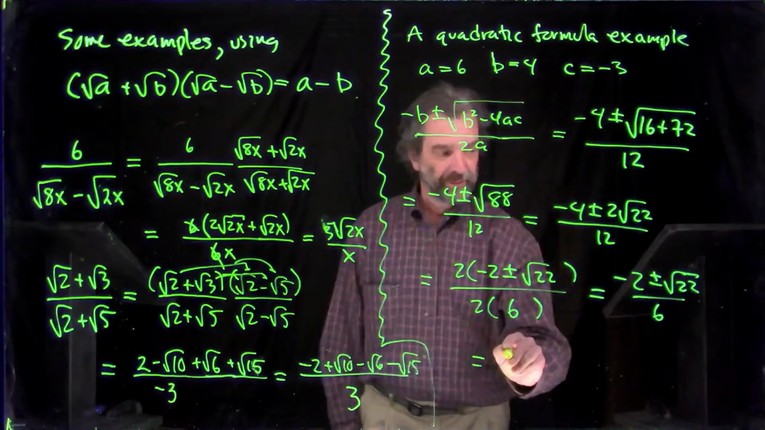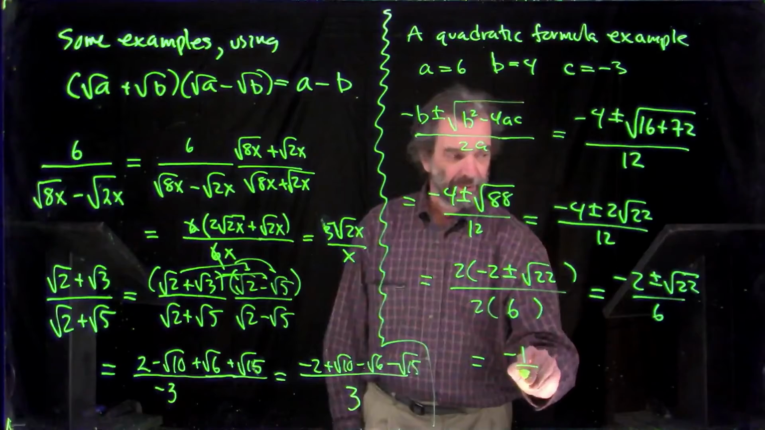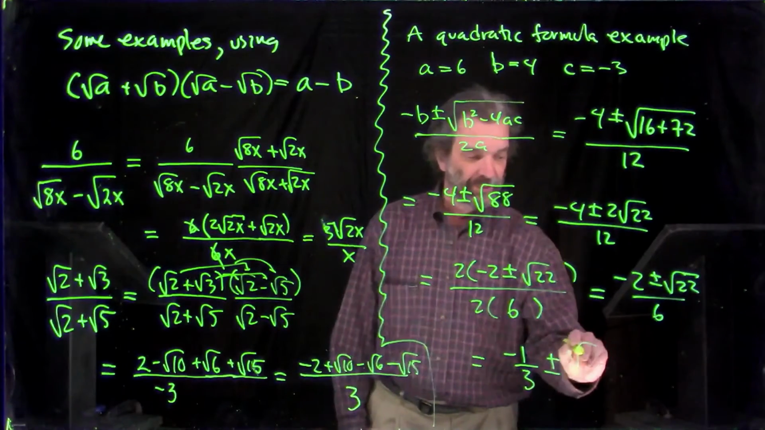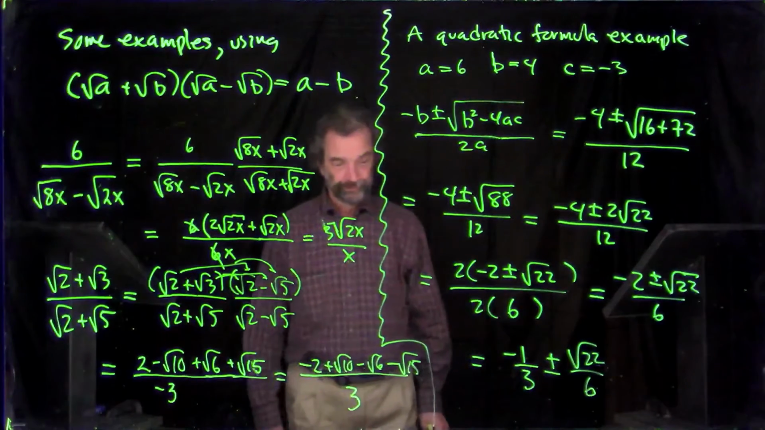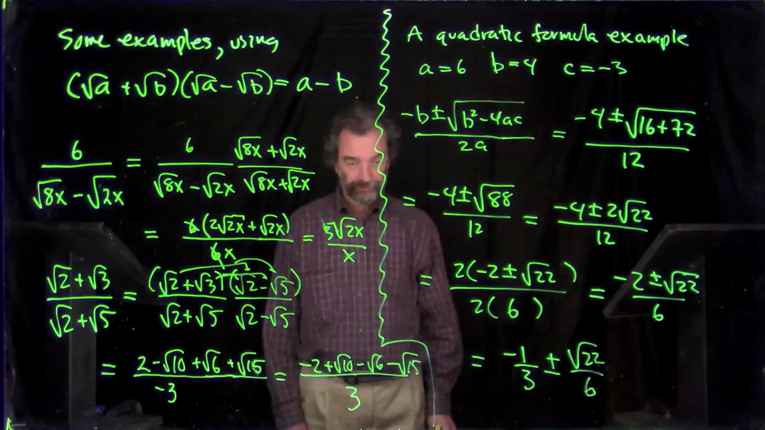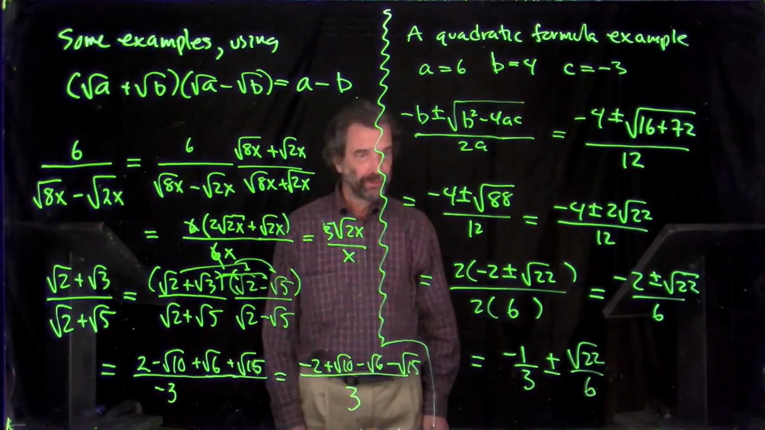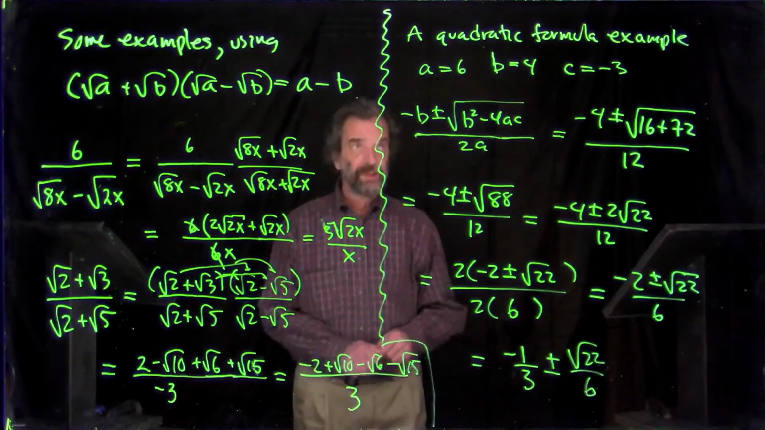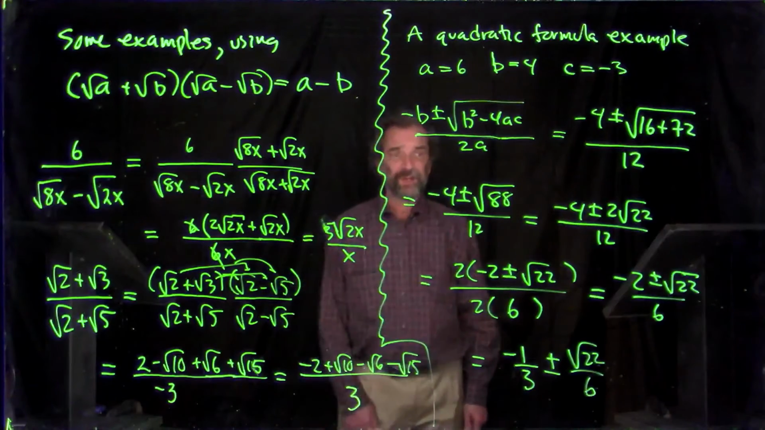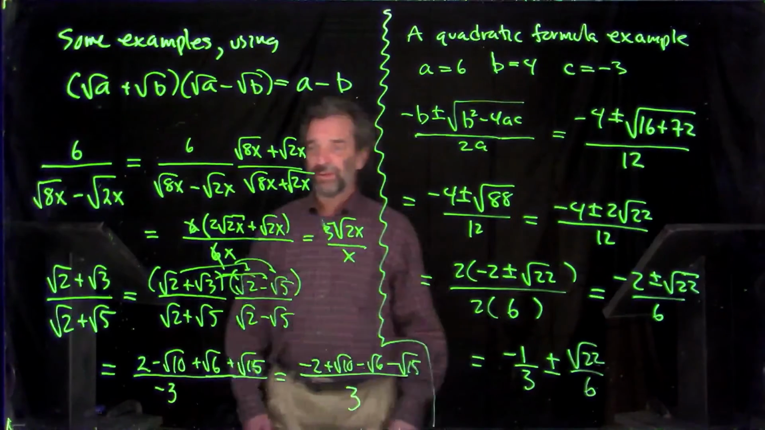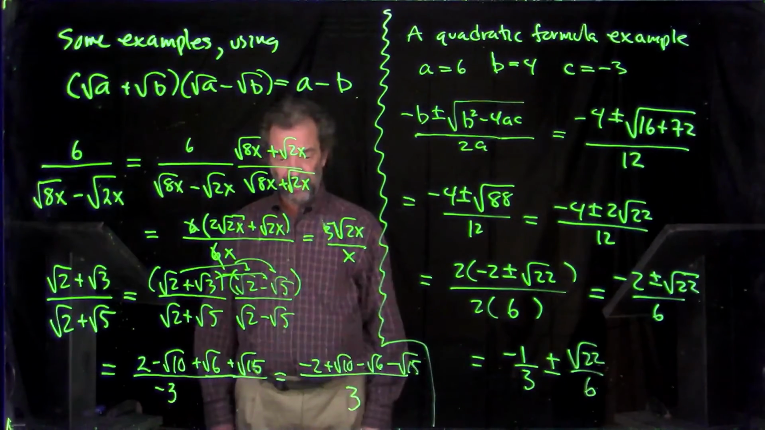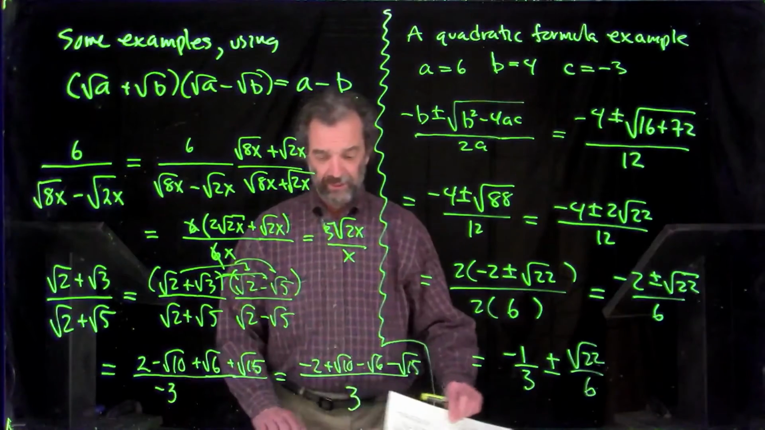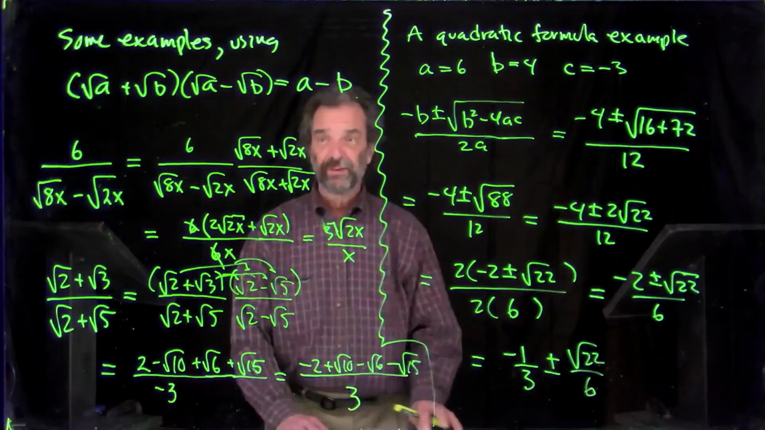Sometimes people write that like this: minus 1/3 plus or minus root 22 over 6. I'm checking my work. Looks like everything's okay. So that's an example of radical simplification that comes out of the quadratic formula. And these are just some crazy examples that we made up. And that should be the end of this section on multiplying and dividing radical expressions.